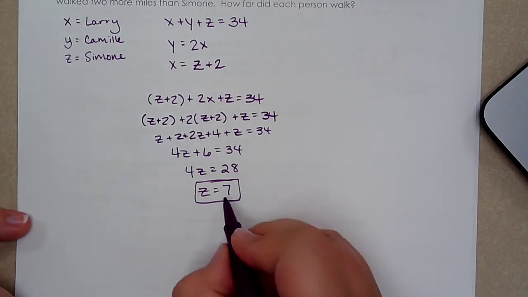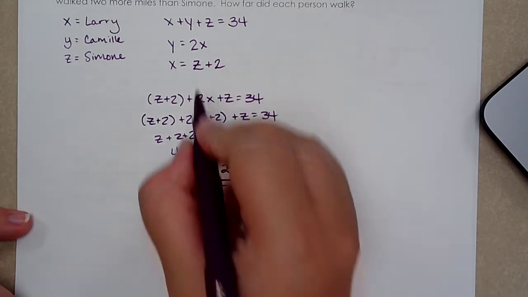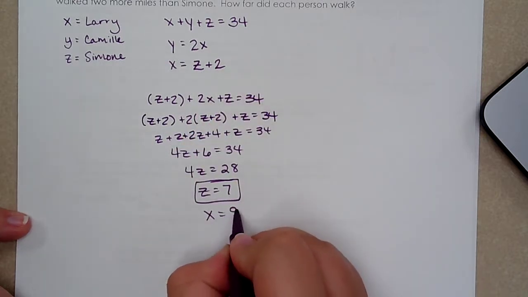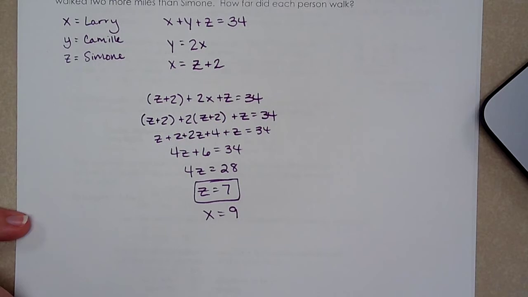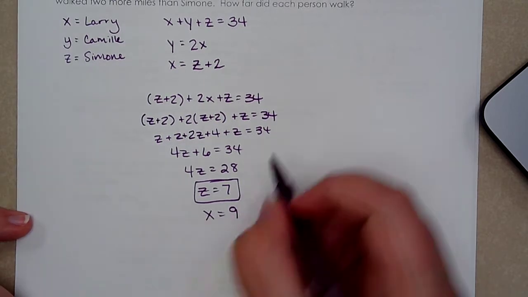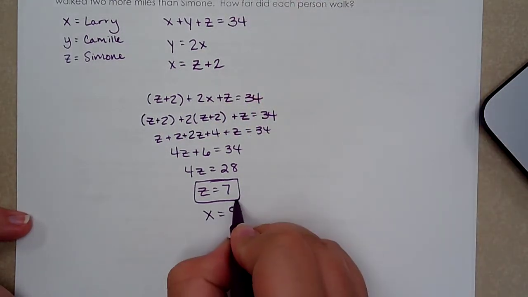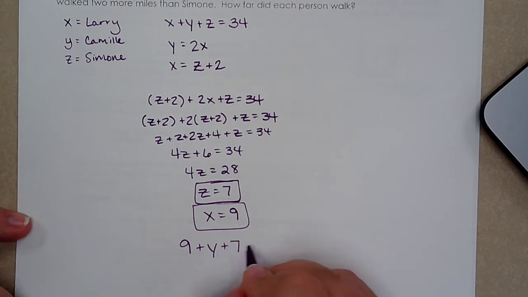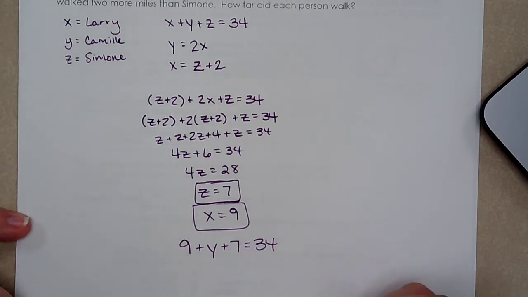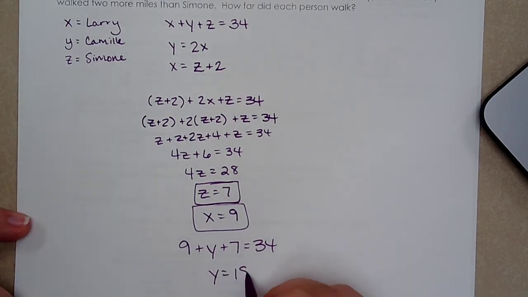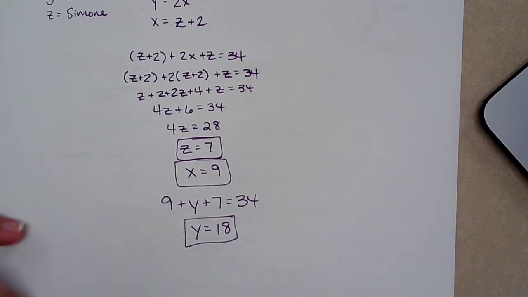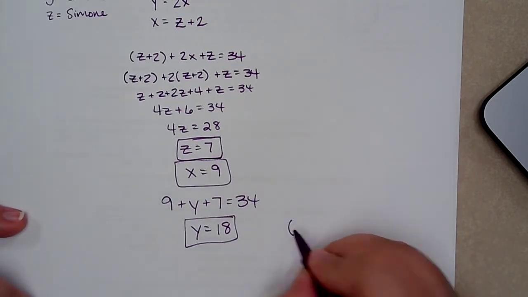Now I can plug it back in. Let's solve for X. If X is Z plus 2 and Z is 7, that means that X is equal to 9. Okay, cool. Do the same thing. Let's plug it back into our original up here: 9 plus Y plus 7 equals 34. Move the 9 and the 7 over, and Y equals 18. I already have my 3, and I did no elimination whatsoever.